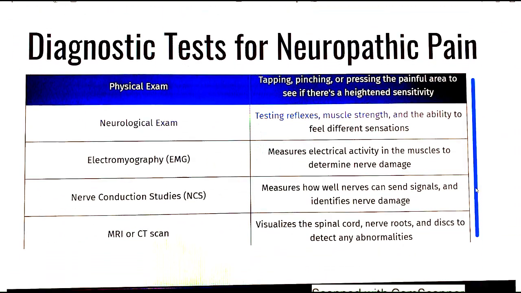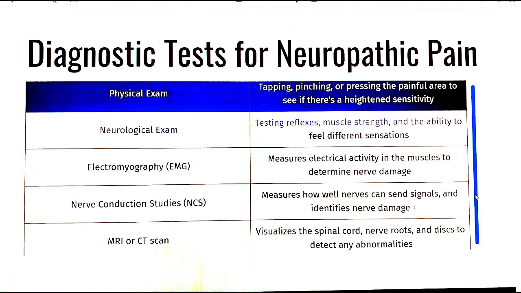So, in diagnosis, we can diagnose neuropathic pain. First of all is a physical examination, which is one of the important types of examination, like tapping or pressing the painful area to see if there is a heightened sensitivity. The second type of diagnosis is a neurological exam, testing reflexes and muscle strength and the ability to feel different sensations, which is another type of diagnosis of neuropathic pain.